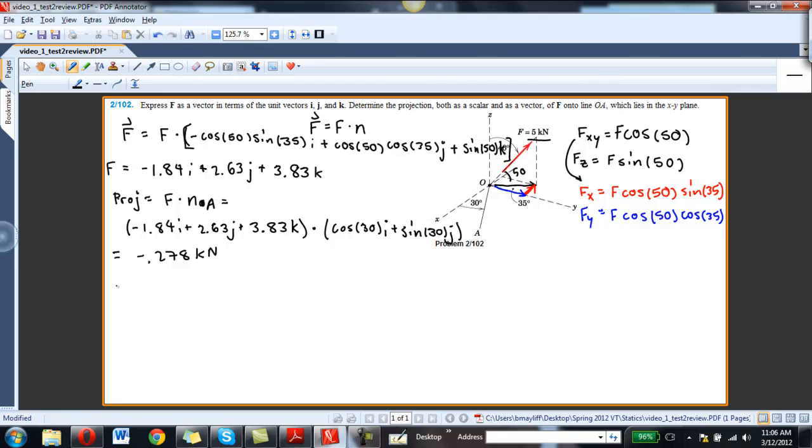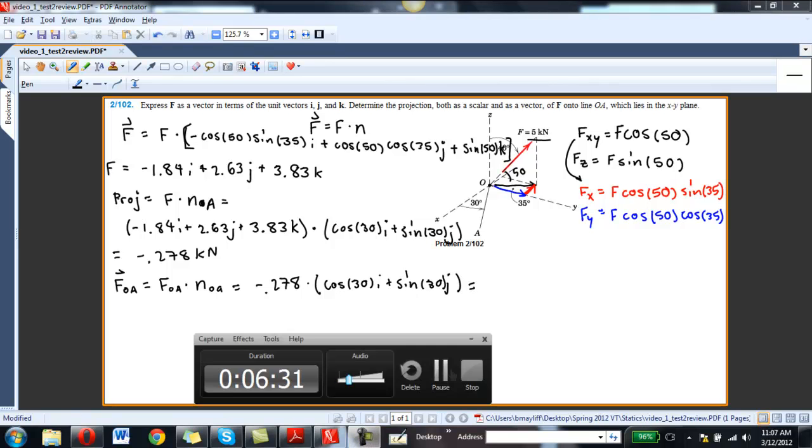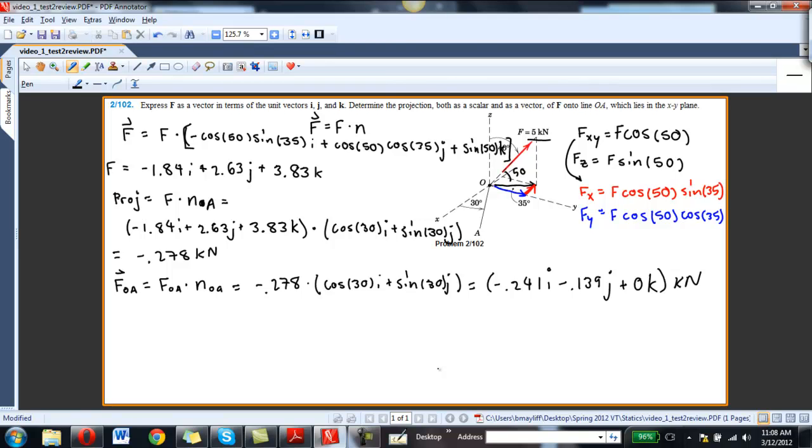So to convert it into a vector, we simply just say F_OA, or projection, or whatever. And that is going to be this dot the unit vector, which is just going to be the same exact thing. So we're just going to have negative 0.278 dot cosine 30 i plus sine 30 j, and that will give us that. Just multiplying it out, and that's basically how we solve it.